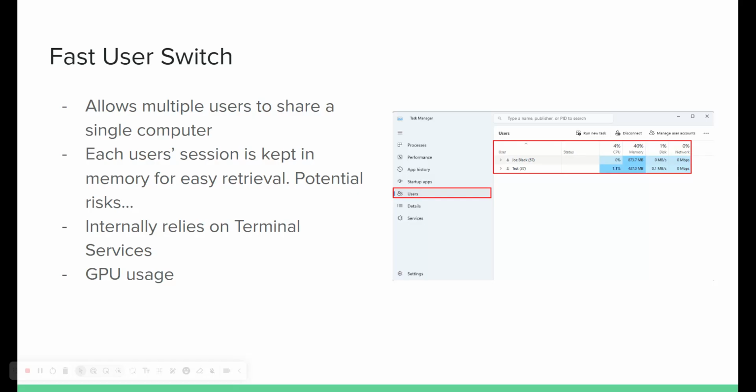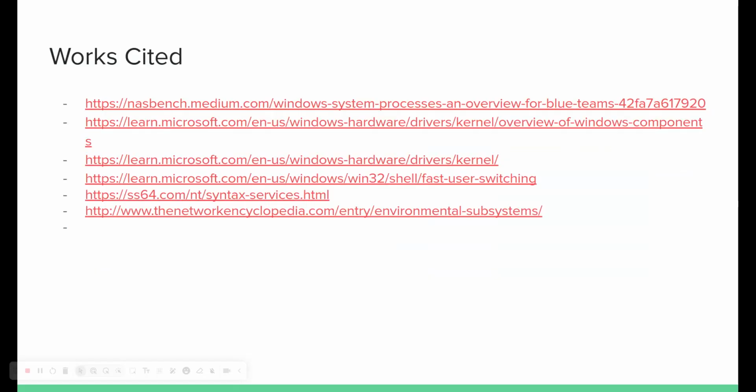Also, GPU usage. The user session that is currently being used, or the foreground session, is the one that takes all the GPU usage and controls all the usage. So depending on what you have pulled up or logged into on your background session, or the user session that's currently not being used, such as high intensity GPU usages, such as maybe a video editor, those might crash if your user session is not being used, just because the foreground session gets to control the GPU usage. So that's something to consider when implementing fast user switch. So that's GPU usage and that's fast user switch.